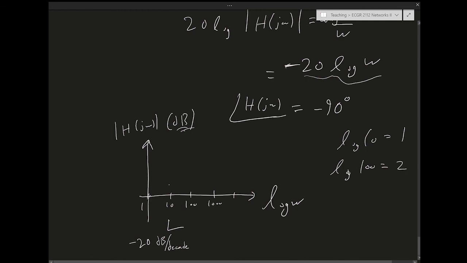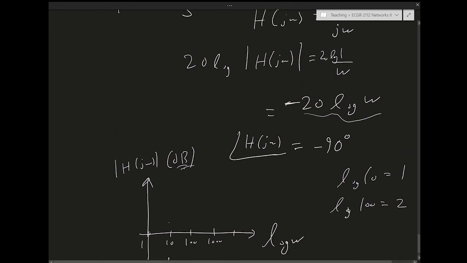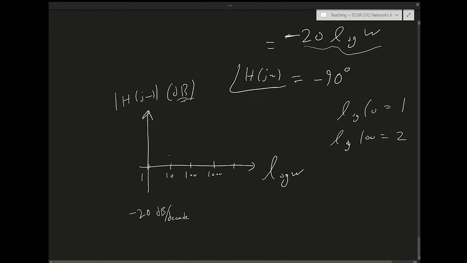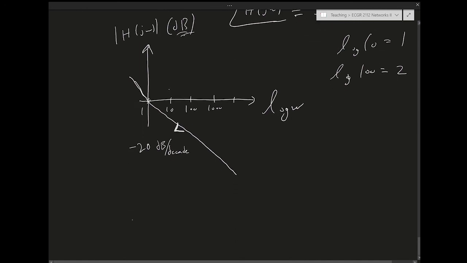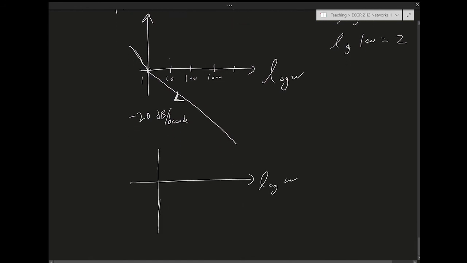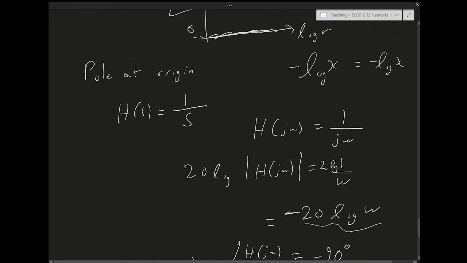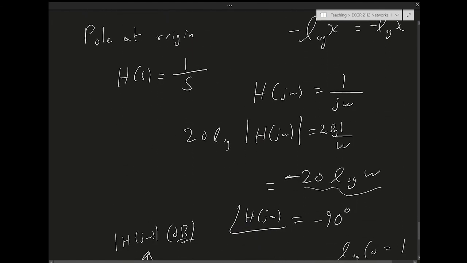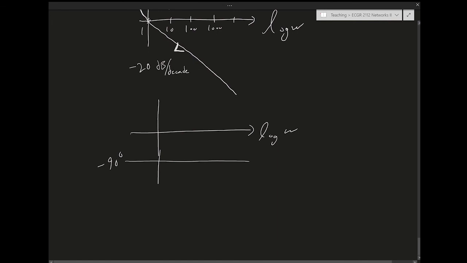Okay, but the idea now is that the Bode plot for the single pole can be easily plotted as just a straight line, as an asymptotic straight line. And straight lines are very easy to plot. The straight line has a slope of minus 20 dB per decade. Of course, the phase is just a constant with respect to log omega, and the angle is minus 90 degrees. Okay, so that's a pole at the origin.